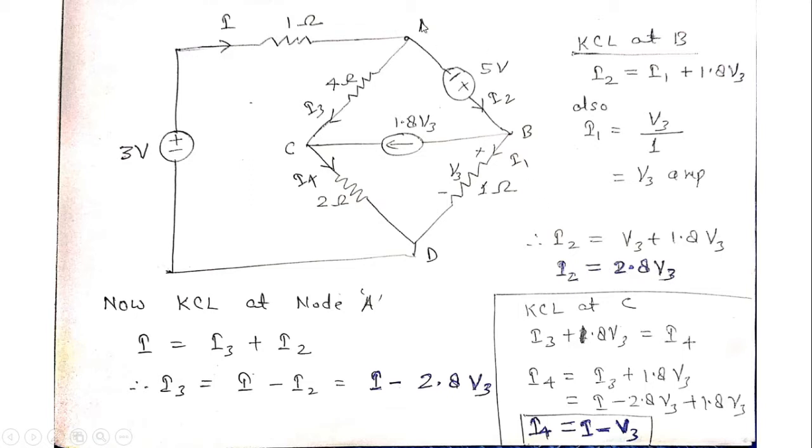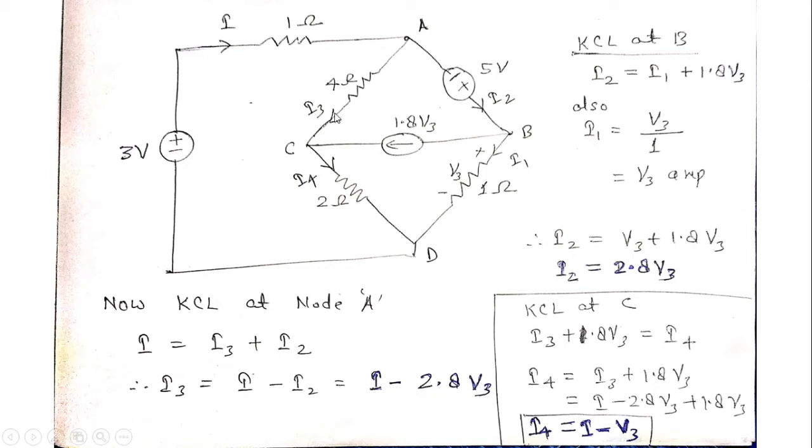Now we will apply KCL at this node, at this current terminal. The incoming current is I and the outgoing currents are I3 and I2. So I is equal to I3 plus I2. If we want to find the current I3, because we already found I2 and we know I, then I3 is equal to I minus I2. What is the value of I2? From the previous equation, I2 is equal to 2.8 V3, so I3 is equal to I minus 2.8 V3.